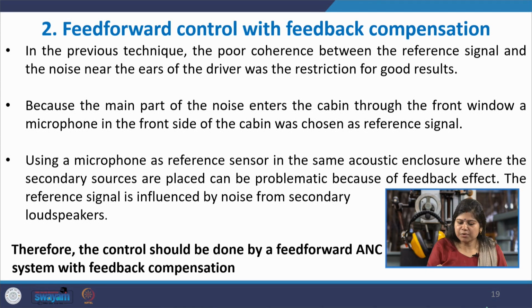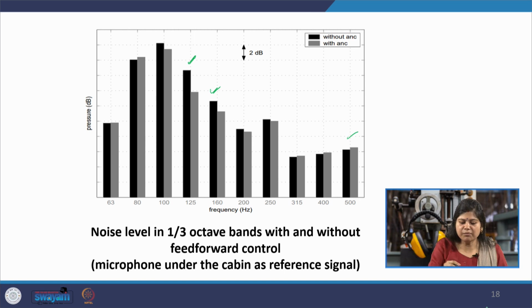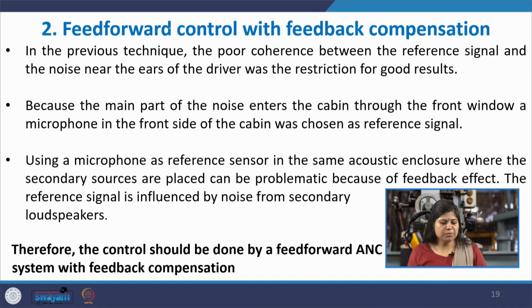So, what is it in the previous technique? The results were not up to the mark, because only in a couple of the frequencies some good amount of decibel reduction was found, and for the rest of them effectively there was no reduction in levels. So, the new technique was implemented.